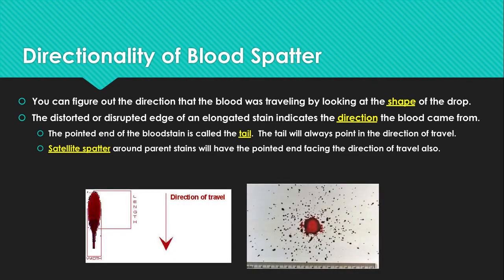So here we can take a look at our blood drop on the left-hand picture. And we can see at the bottom the tail, and that helps us to indicate the direction of travel. So it was coming downwards, okay? That's where the blood came from. Now, that's simple enough with one drop, but of course when you go to a crime scene, you more than likely are going to have lots and lots of these blood drops.